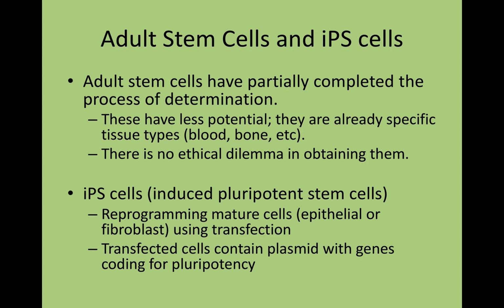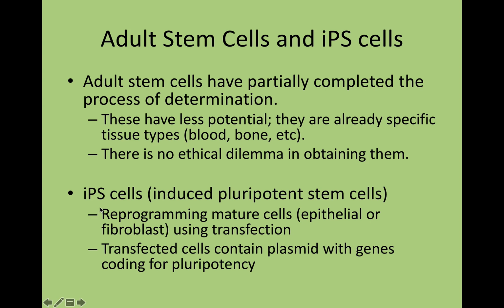There are other types of stem cells. There's adult stem cells and iPS cells. Adult stem cells have less potential. They have already gone through a process of determination, and they can only become specific types of tissue, so blood, bone, for example. There is no ethical dilemma in obtaining them. However, they just have less overall potential. Still great potential for the applications, but not as great as the embryonic.